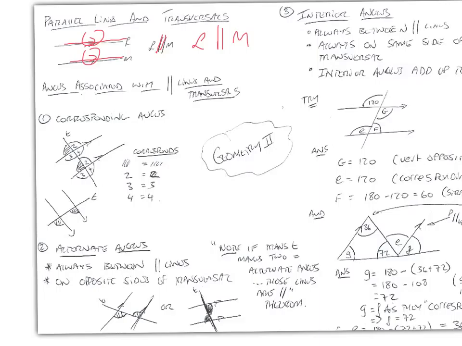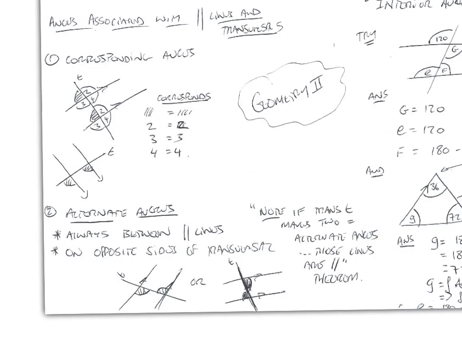What is a transversal? A transversal is a line that cuts through the parallel lines, the transversal T. Okay? And there are certain rules associated with transversals that go through parallel lines and the angles they generate. So let's have a look at those.